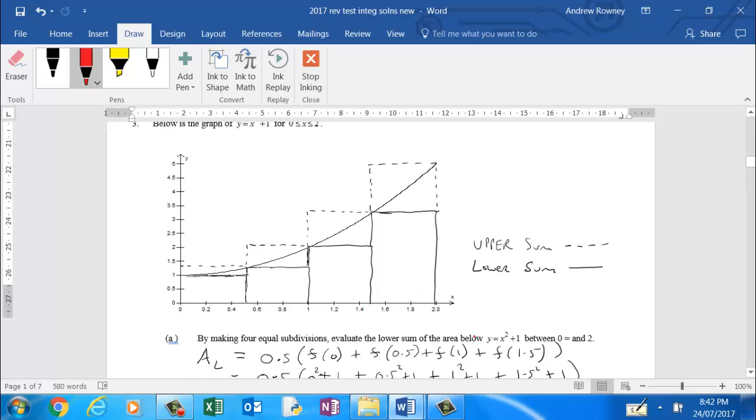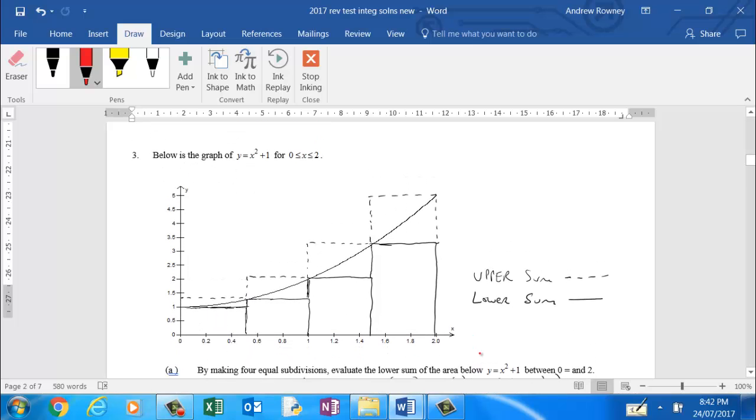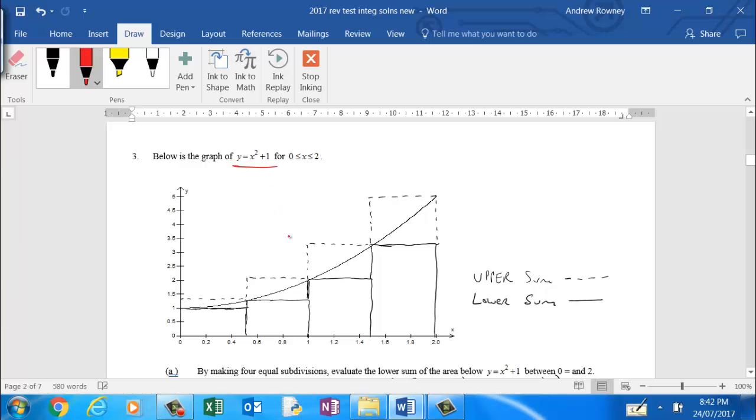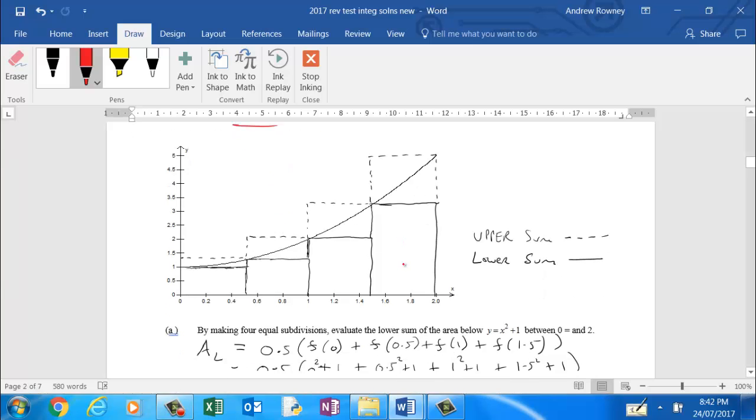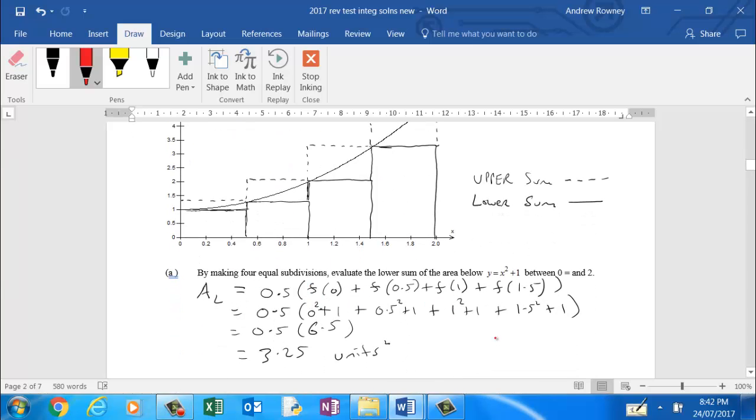Okay, this one's the upper and lower sum question. We've got a quadratic, x squared plus 1, so it's curved, and we want four subdivisions, and we want to do the lower sum. Now the lower sum is these ones down here, that rectangle, that one, etc. That's the lower sum, and so they all have a width of 0.5 because we've got to divide 2 into divisions of 4, 2 divided by 4.